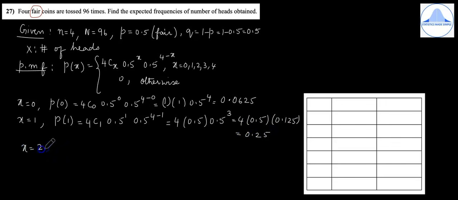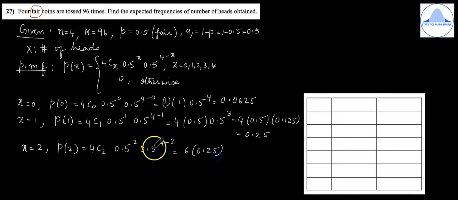Next, put x as 2. So P of 2 is equal to 4C2, 0.5 to the power 2, 0.5 to the power 4 minus 2. This is equal to 4C2 will be 6 into 0.25, and here also you'll get 0.5 to the power 2, which is 0.25. So when you multiply 6 into 0.25 into 0.25, you will get 0.375.